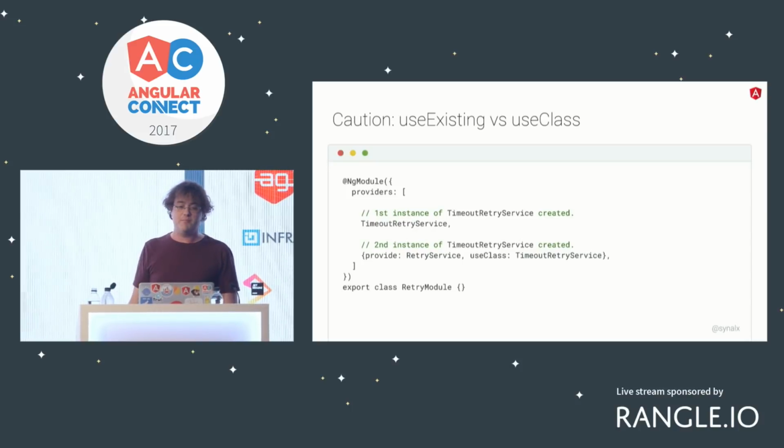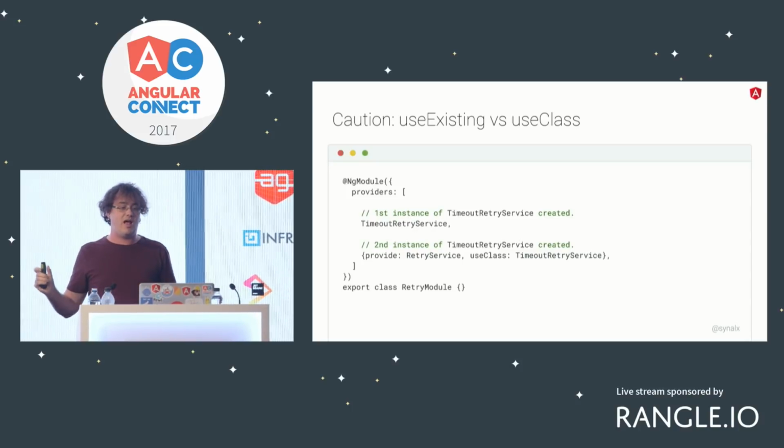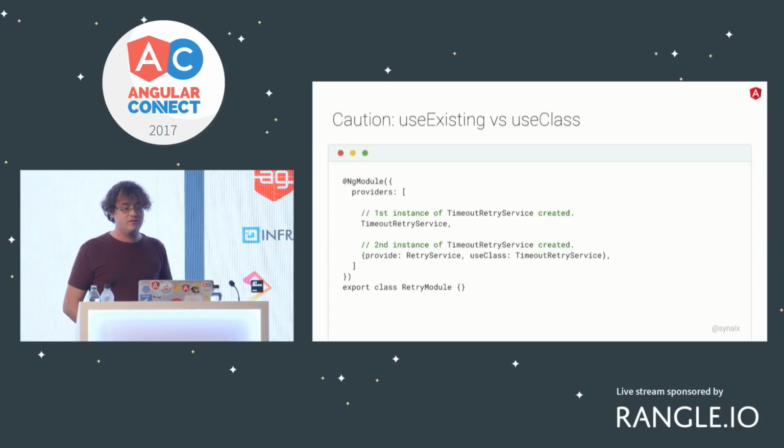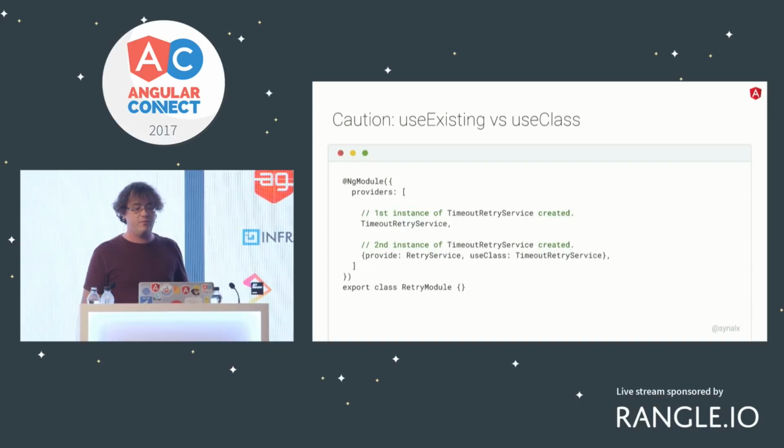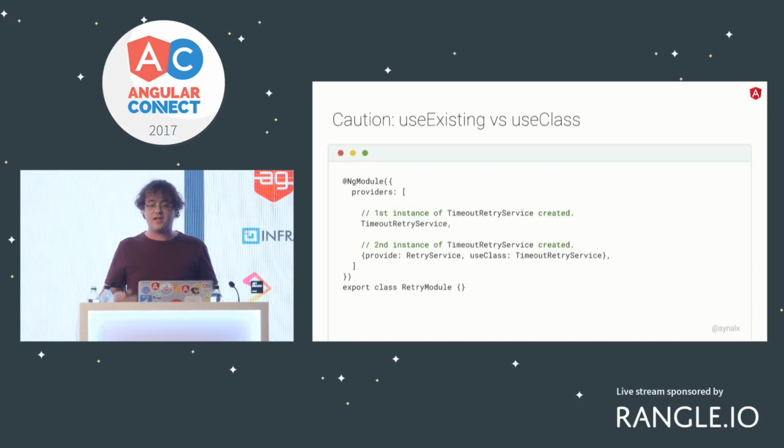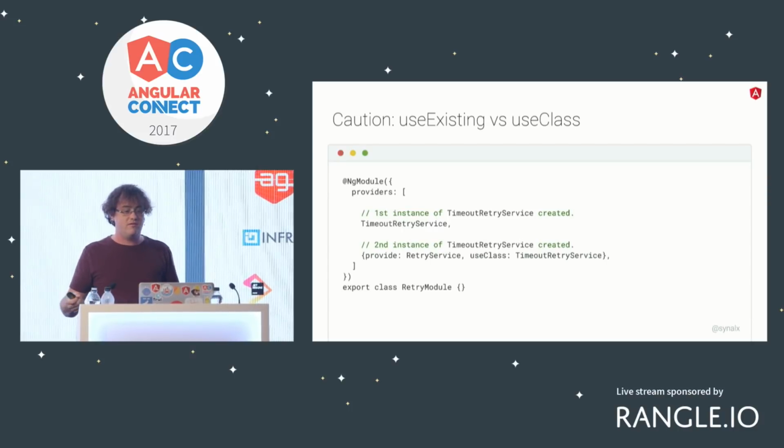So take a look at this example. Right? This is using useClass. So the first provider binds this TimeoutRetryService to itself, right? Providing it with itself. So Angular is going to create an instance of it. And the second provider says to provide a different token, RetryService, using a class of TimeoutRetryService. So we get a second instance of the service.